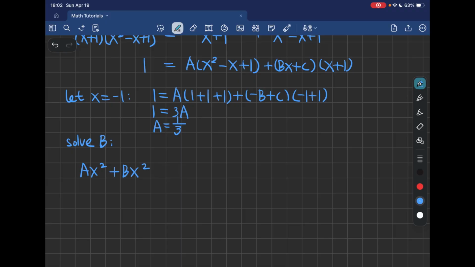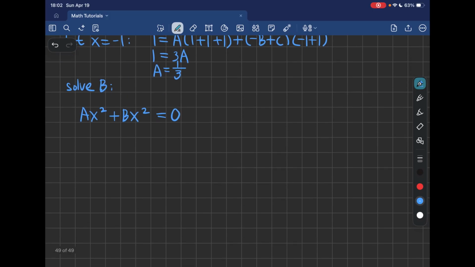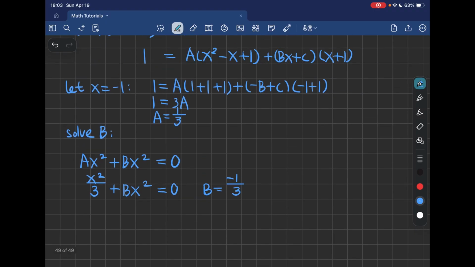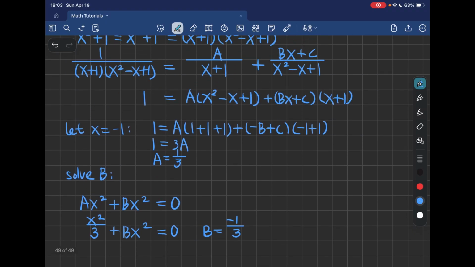Notice that here, this is like the final answer. We don't have anything related to x squared, right? So that thing equals 0. And we already know that x squared over 3, well, we just substituted a here, plus bx squared equals 0, right? So that means b must equal negative 1 over 3. Now we know a and b, c will be solved really easily.